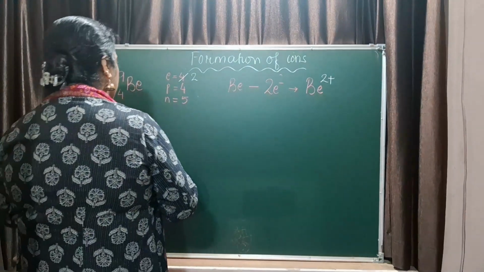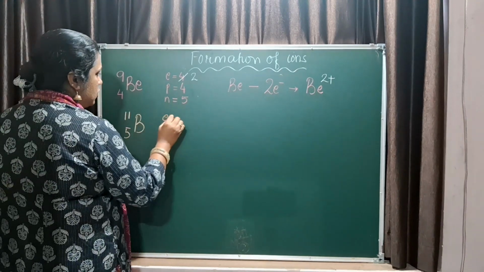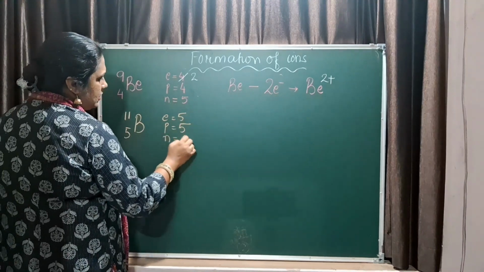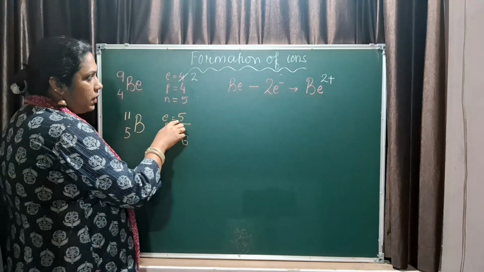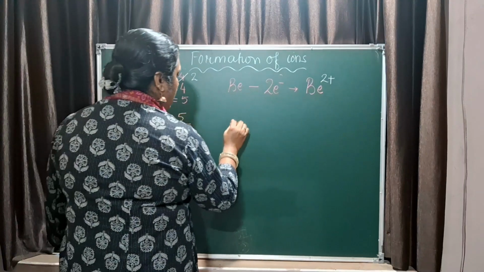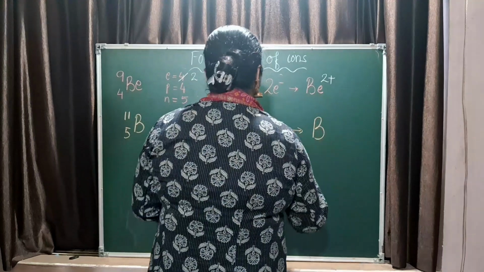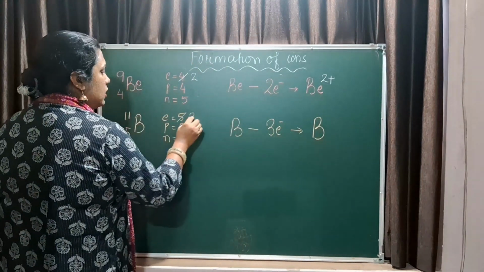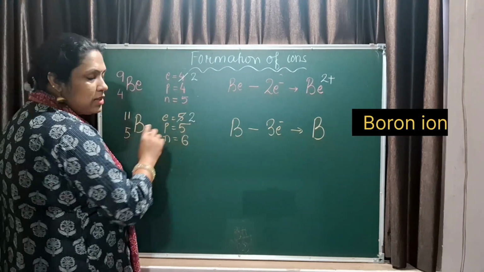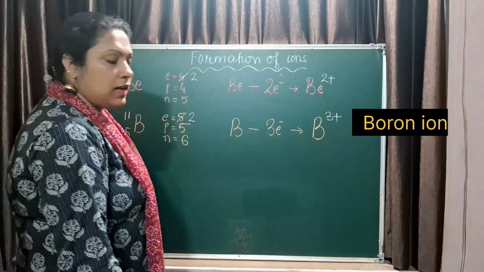Let us see about boron. Boron 5, 11. So electrons are 5, protons also 5 and neutrons 6. Now in order to become stable, it should have 2 electrons, so it has to lose 3 electrons. This becomes 2, 5 minus 2, 3. 5 protons, 2 electrons. So 2 electrons balance 2 protons, 3 protons are extra. So 3 positive charges. Is that clear?